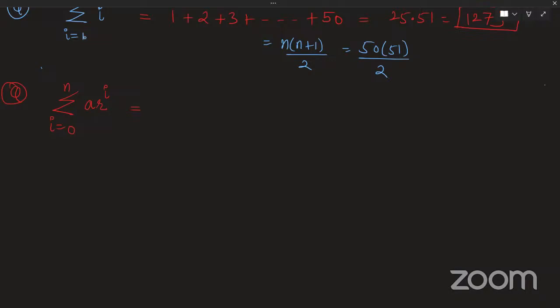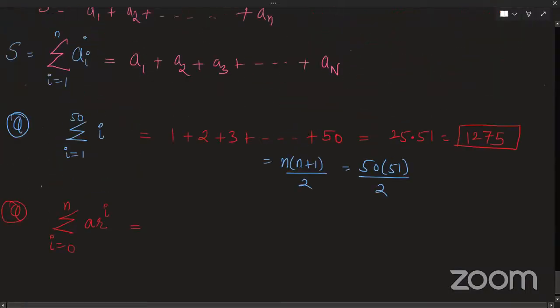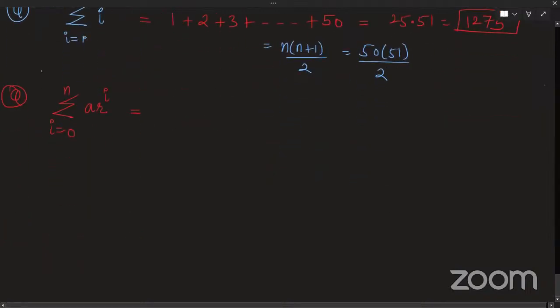So how do you use sigma? See what I'm telling you: you have been given an expression in terms of I. So what you do is first you put the value of I that is given to you. So it is A r raised to 0.